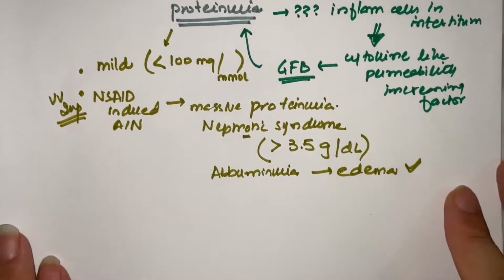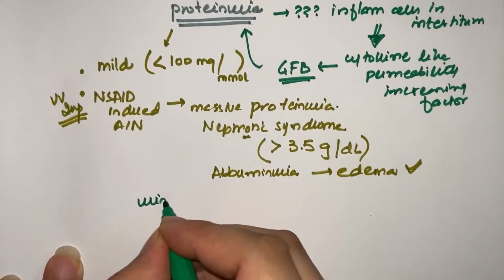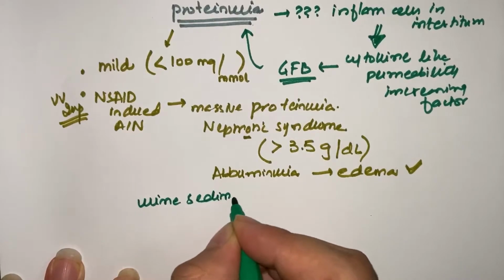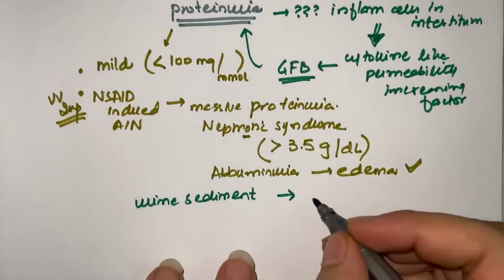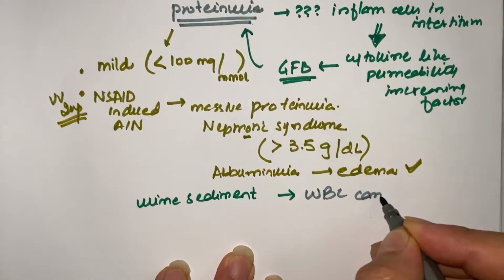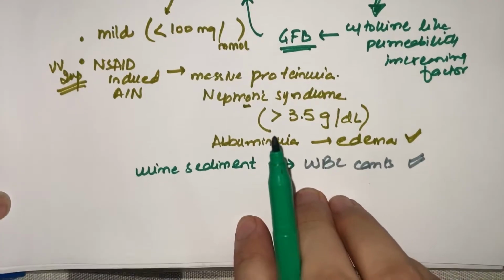Moving on to another important point, that if we perform urine sedimentation, or the urine sediment is performed on this urine, then what we'll see is WBC casts in the urine. Very important point, that we'll see WBC casts in the urine. This is also an investigation.